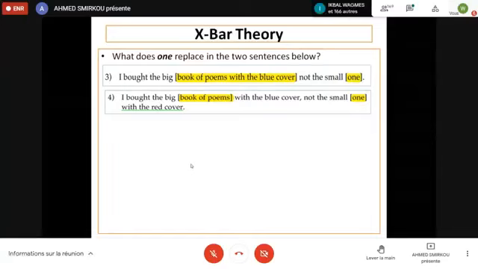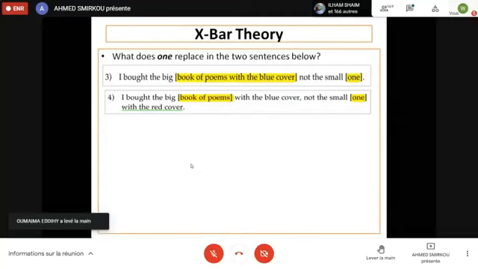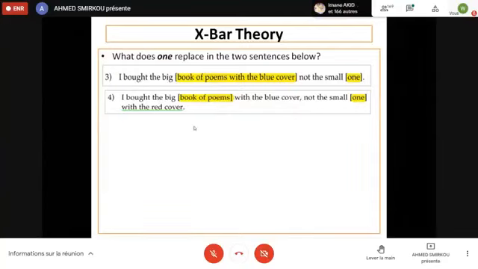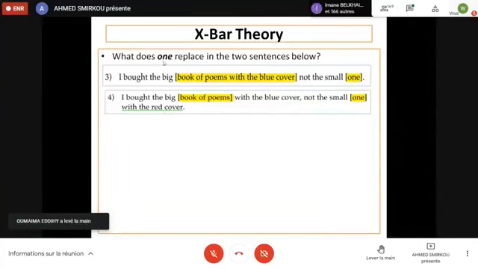Professor, we may replace, for example, instead of saying big book of poems with the blue cover, we may say another object. For example, I bought the big book of poems with the blue cover, not the pen. Okay, so let me explain it. So you are going far away from what we are talking about. It's very simple, but anyhow, it's okay.